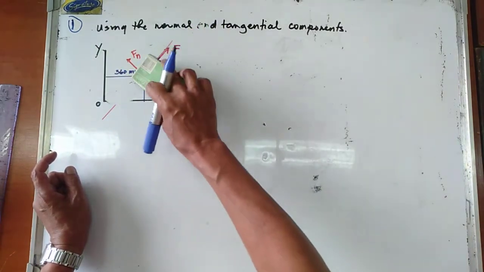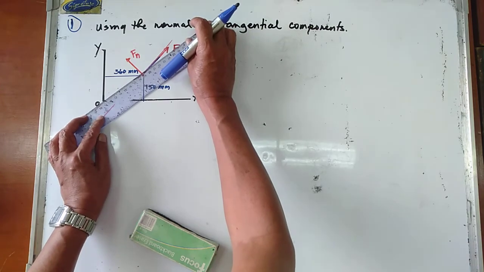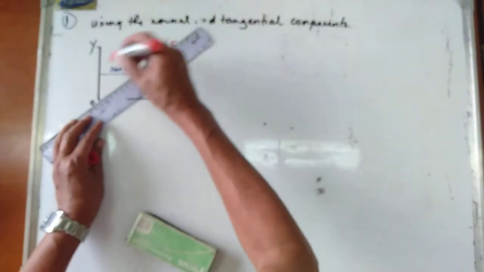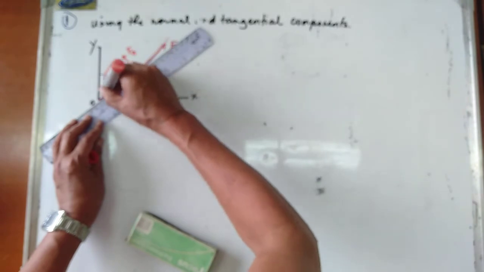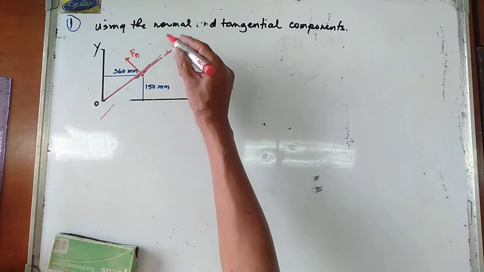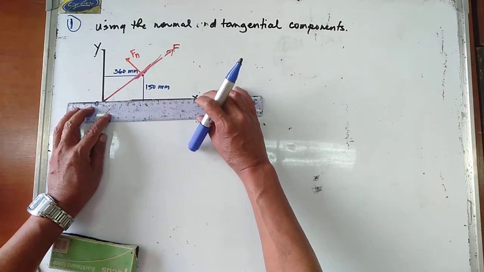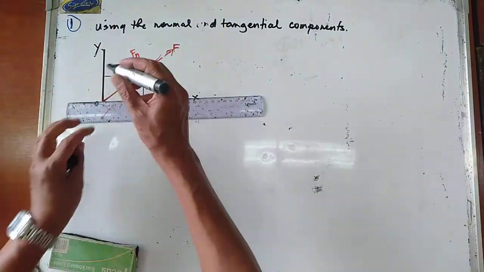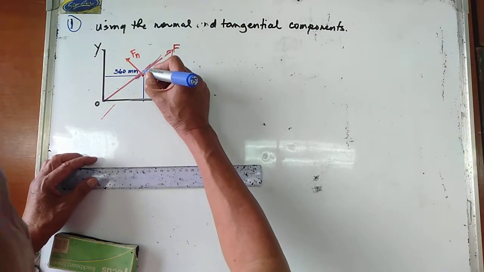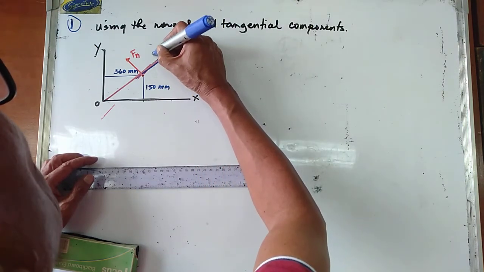So let us try to get now the tangential component of the force F. So this is therefore the line of action of the force F. We now have the tangential component, which is in the direction of the force F. So let's consider this one in here is now the tangential component, or that is equal to Ft.